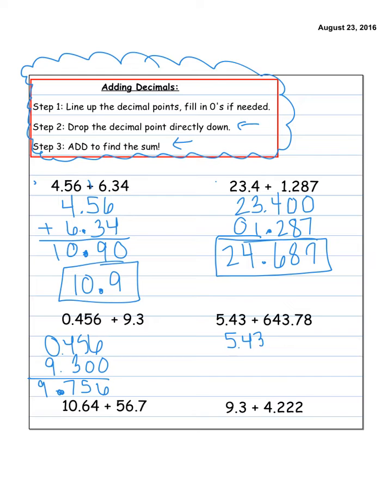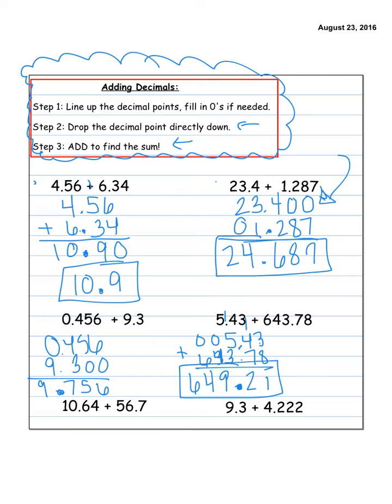5 and 43 hundredths plus 43 and 78 hundredths. Notice that I started my 43 way over here. And then I can always add zeros, but I don't need to. I'm adding zeros more at the end instead of in the beginning. 3 plus 8 is 11, and then I have 11 again plus 1 is 12. Drop my decimal down. 5 plus 3 is 8 plus 1 is 9. 4 and 6.